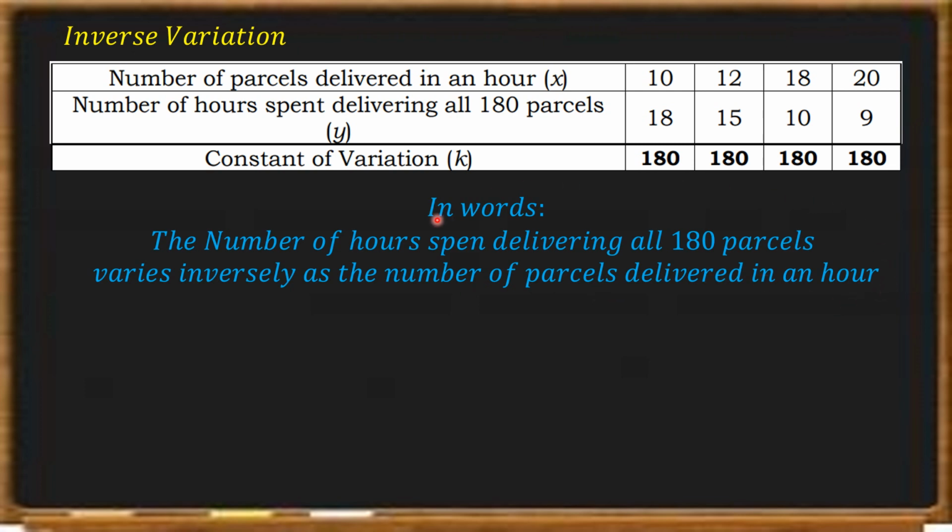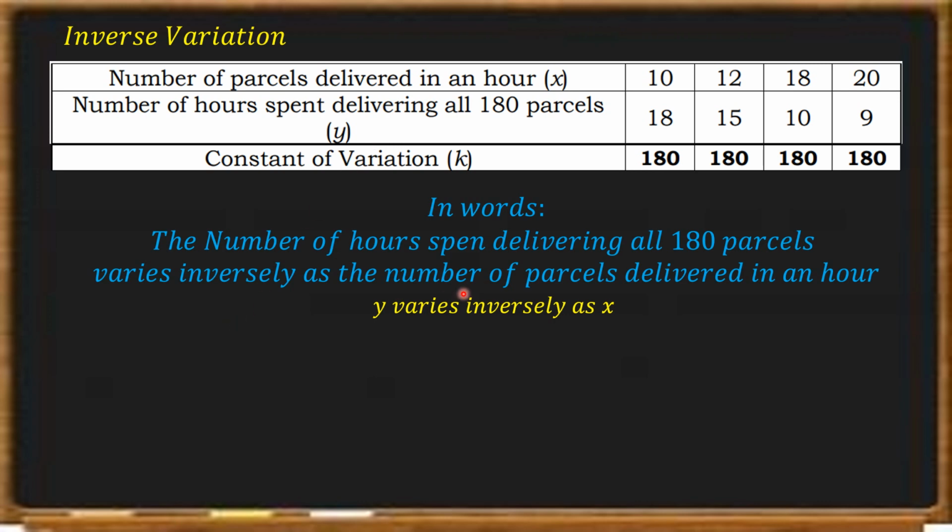Okay, so ito po yung statement natin based dito sa table na to. Okay, using the variable y and x, it becomes y. So this is the number of hours spent delivering all 180 parcels. That's y. Varies inversely, ito po yun, as the number of parcels delivered in an hour, that's x. So it's simply y varies inversely as x because we are using the variable y and x. So again, these two variables can be replaced by any variable from A to Z. Nagkataon lang, yan ang ginagamit sa math, x and y.